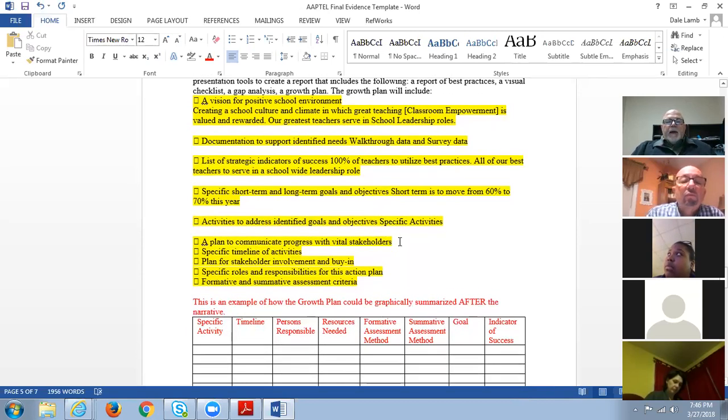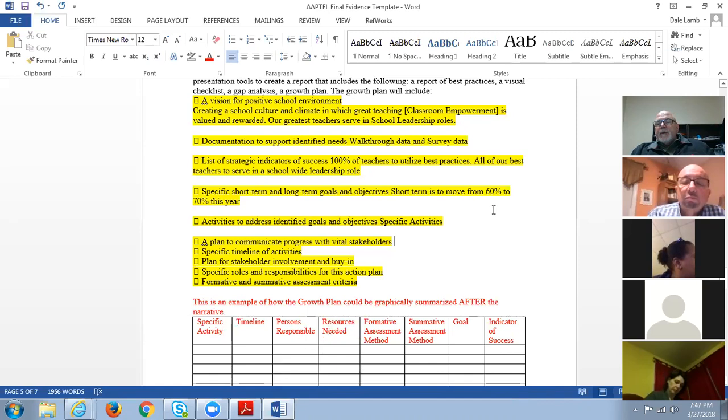How are you going to communicate your progress to your vital stakeholders? That's in your staff development. The timeline of when you're going to conduct your staff development. Plan for stakeholder involvement and buy-in. What are you going to do? Again, you're going to have to work with these people to get them to understand what you're doing. Specific roles and responsibilities, who's going to do what, person responsible, and formative and summative assessment criteria.